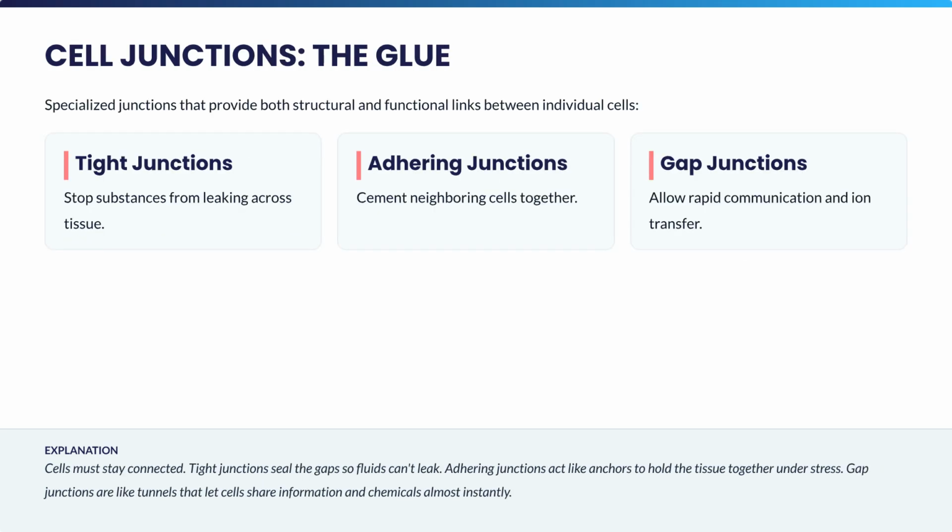Cell junctions provide critical links between cells. Tight junctions seal gaps to prevent leakage. Adhering junctions cement cells together, and gap junctions allow rapid communication and ion transfer between cells.